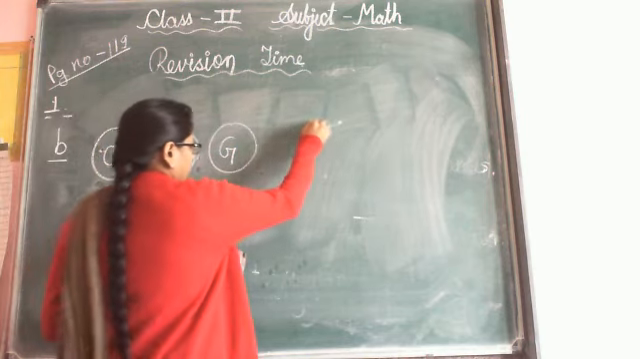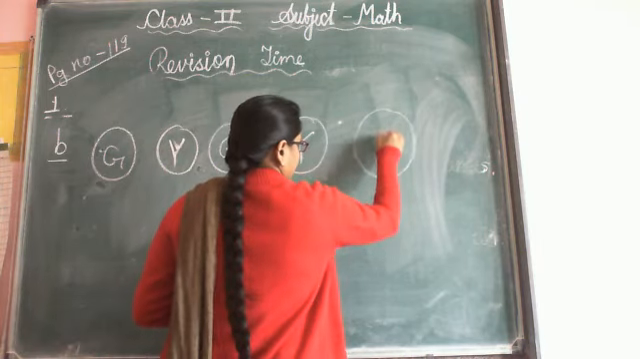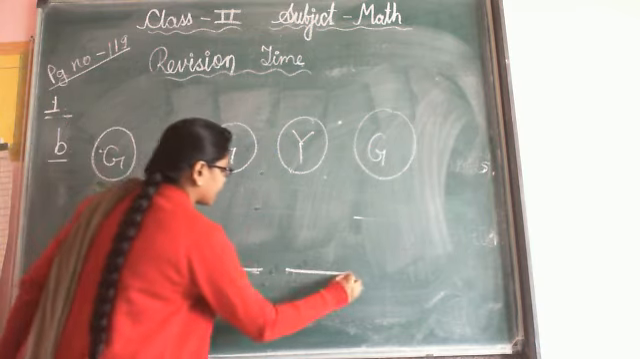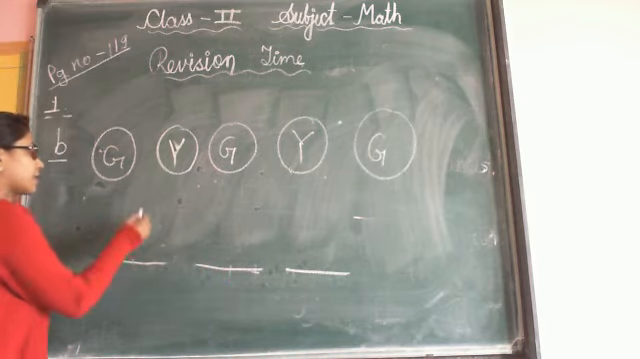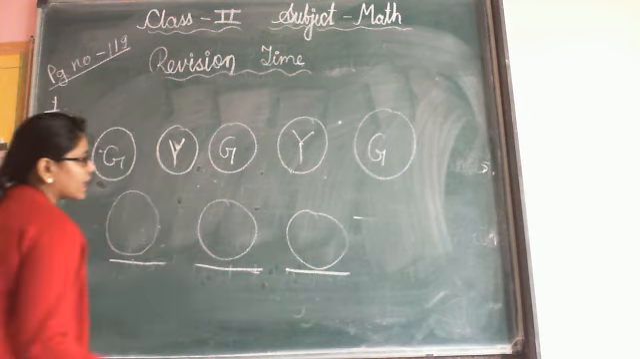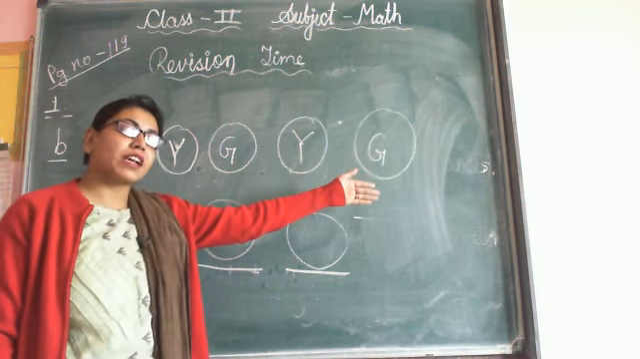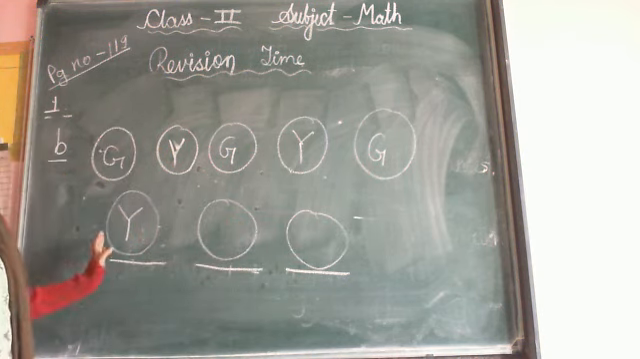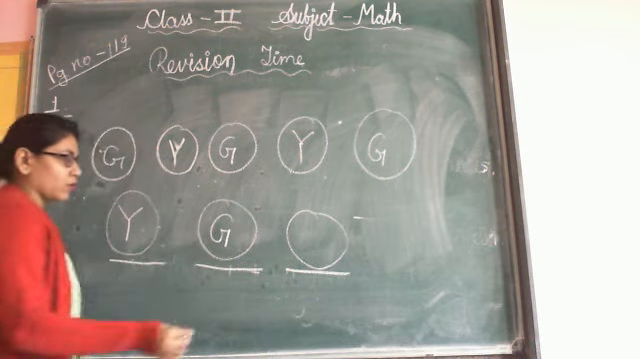then green circle, then yellow circle, then green circle. Now we need to draw the next 3 steps. See students, all the shapes are circles. So we are sure that the shapes will be circle, circle and circle. Now the colors are green, yellow, green, yellow, green. Now what will come next? After green, yellow. So this circle will be of yellow color. After yellow, very good, green, and after green, yellow.